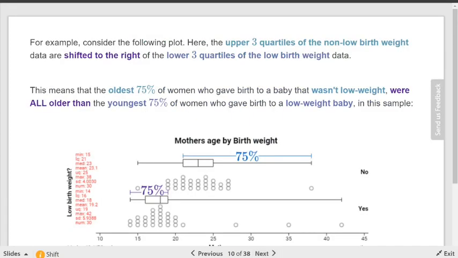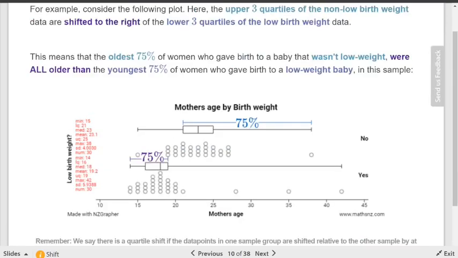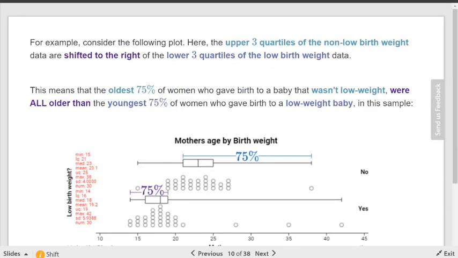So let's just look at this one. For example, consider the following. Here, the upper 3 quartiles of the non-low birth weight are shifted to the right of the lower 3 quartiles of the low birth weight. This means that the oldest 75% of the women who gave birth to a baby that wasn't low weight were all older than the youngest 75% who gave birth to a low weight baby.